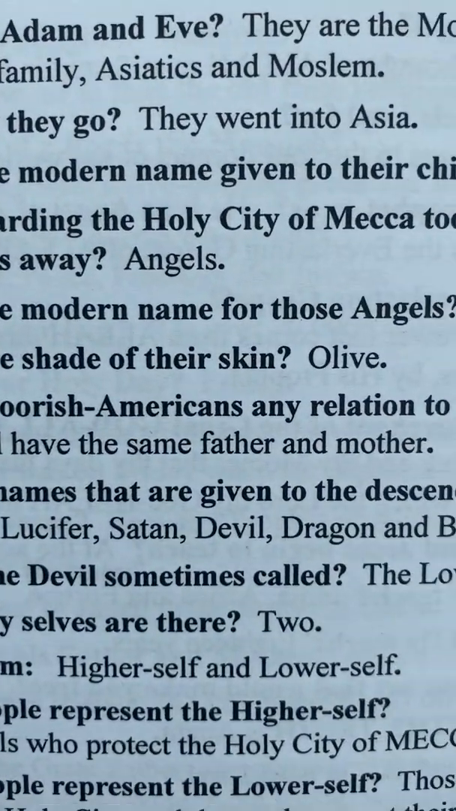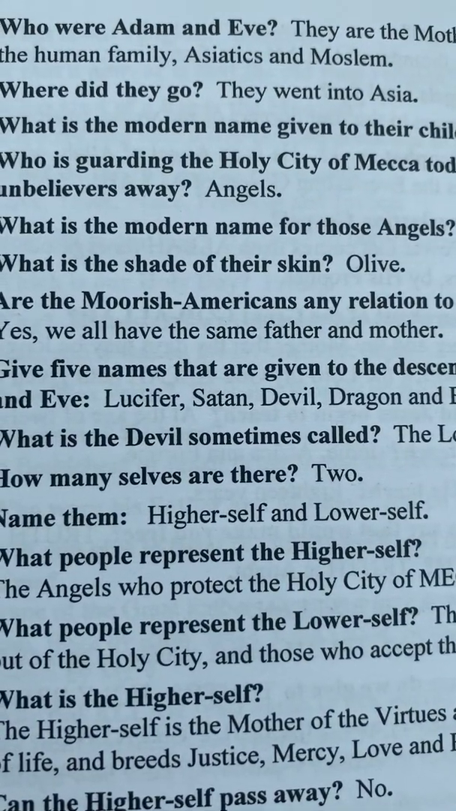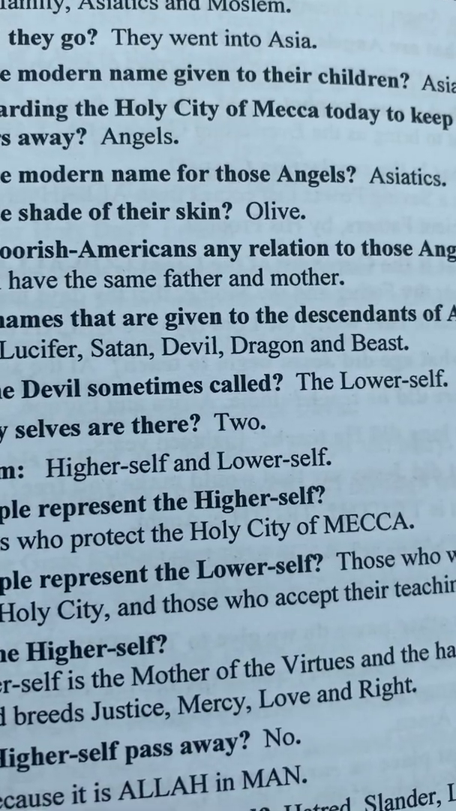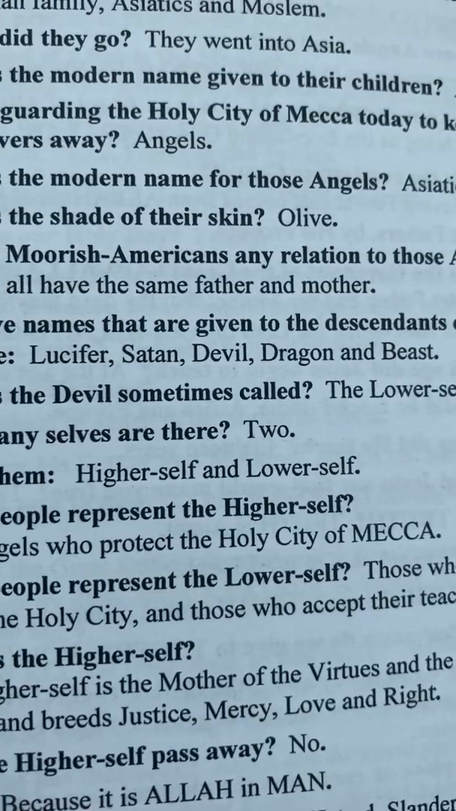Now why is that important? What is the shade of their skin? Olive. We already went through that. Well, and it should be parentheses brown to dark brown to medium brown, because there ain't no such thing as olive that's green unless it's unripe, and who would pluck that to do anything with it?